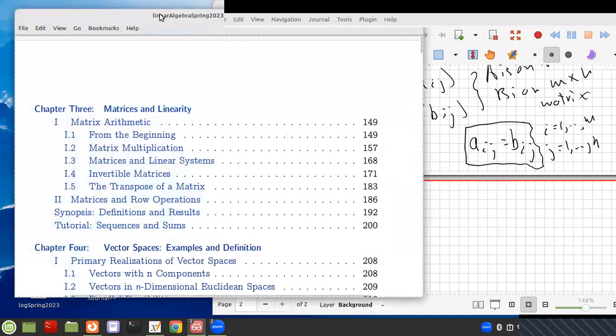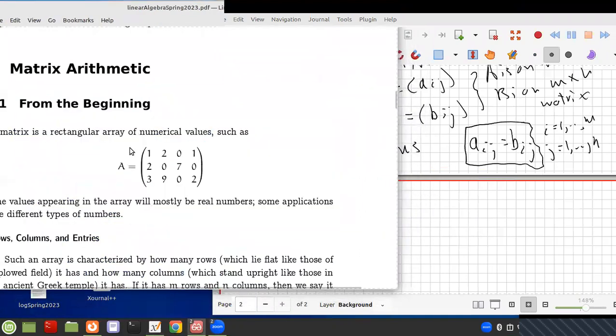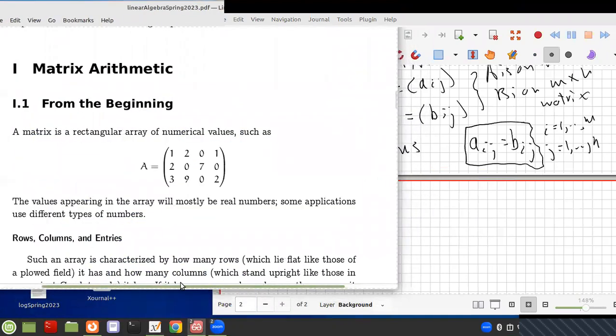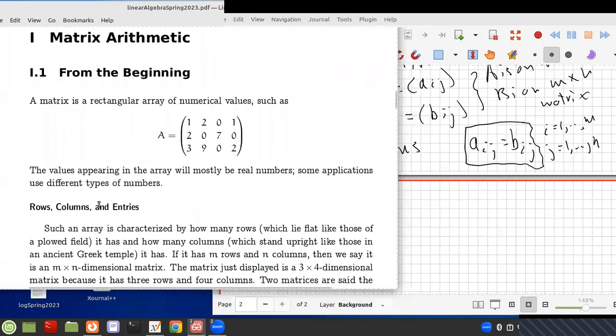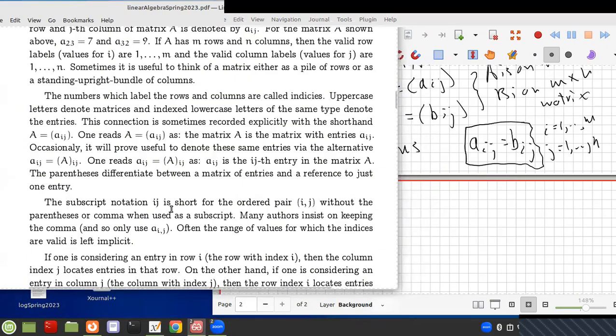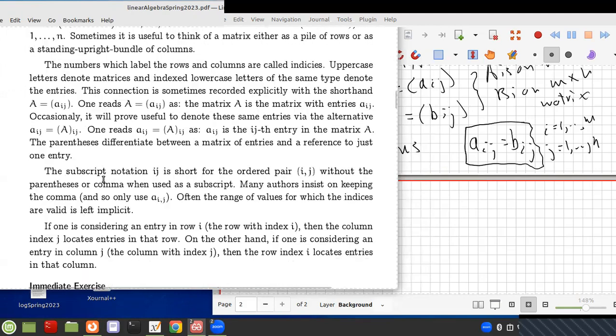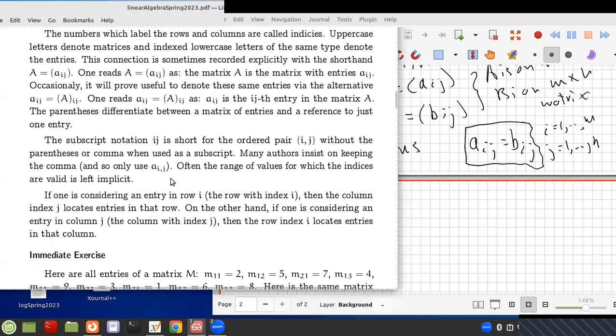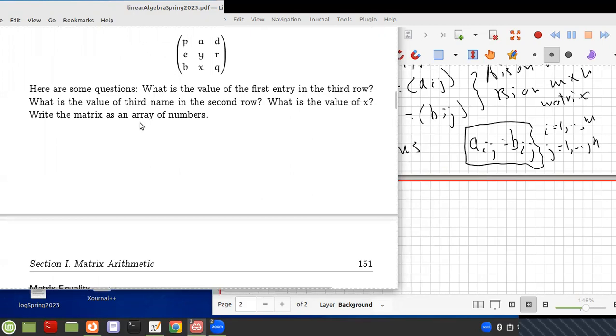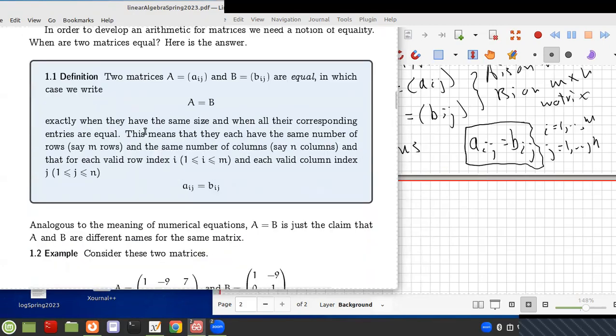So if we look in the text here from the beginning for matrix arithmetic, this is what we've just gone over. So here's a matrix A. We have rows, columns, and entries, and the A is the matrix of entries Aij, and we can also say that the entries Aij are the entries of the matrix capital A. It seems redundant here, but it'll become useful. And there are some exercises here that you should go through to make sure it's okay.